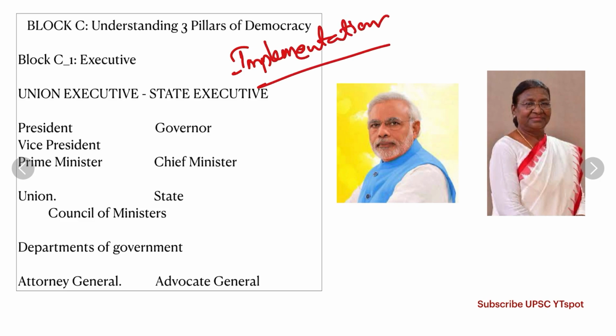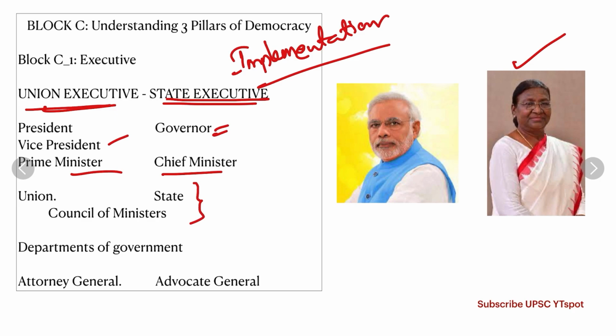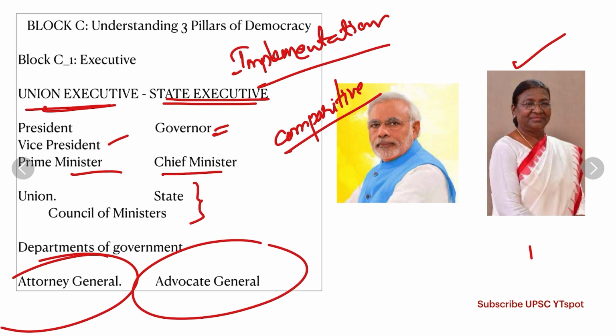While studying the executive, we study the part in a comparative manner. That is, we study the union executive and compare it with the state executive. In the union executive, we study the president, while in the state executive, we study the governor. Then we study the vice president, prime minister and chief minister, then the union and state council of ministers. So this is all a comparative study. We compare their powers, their privileges, etc. Then we study the attorney general and advocate general.